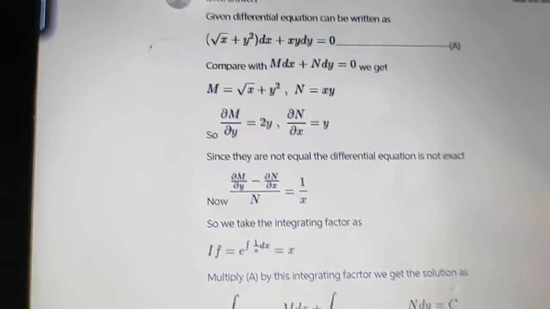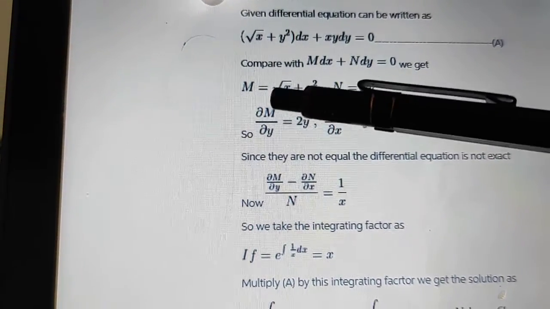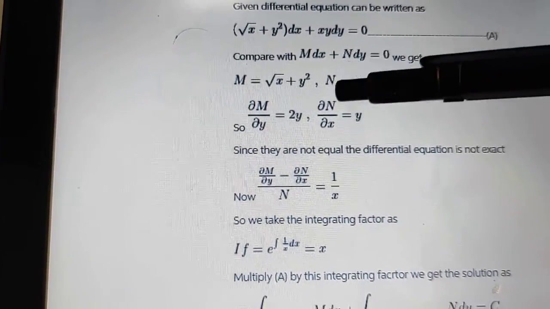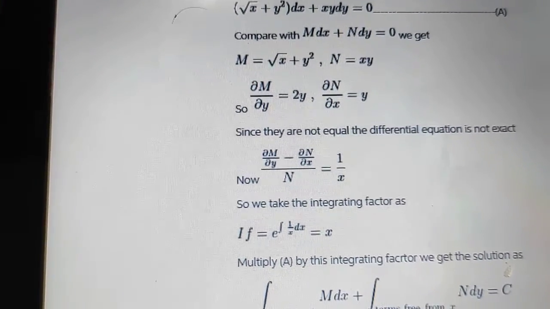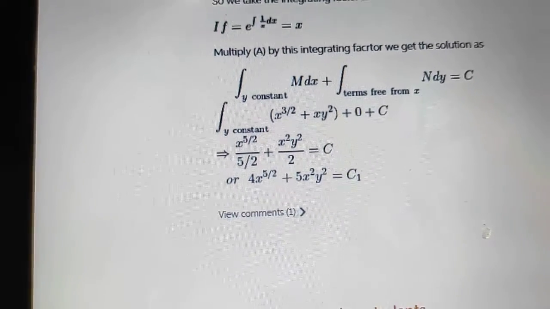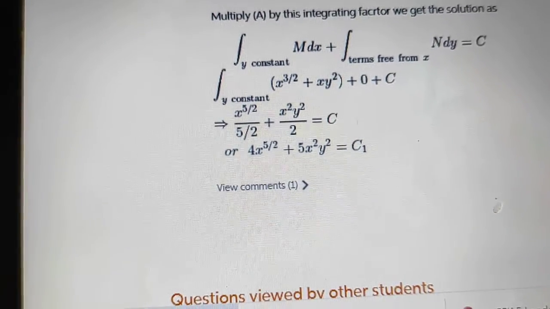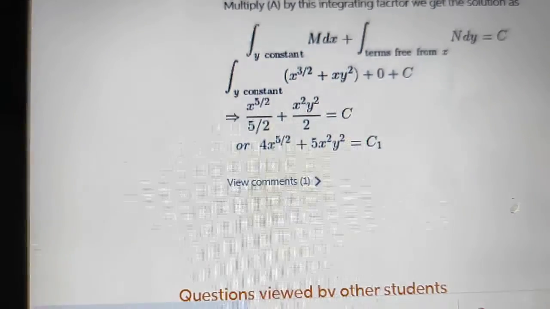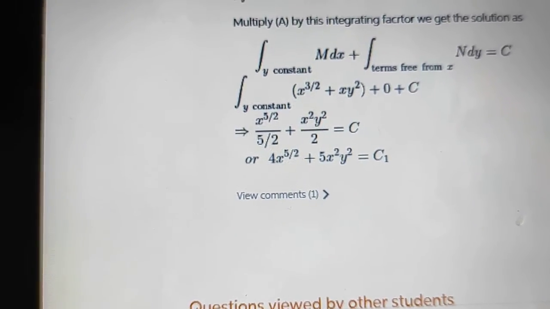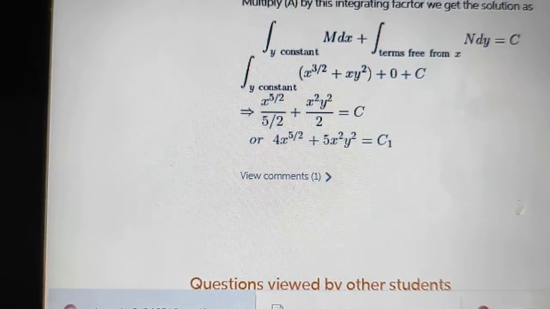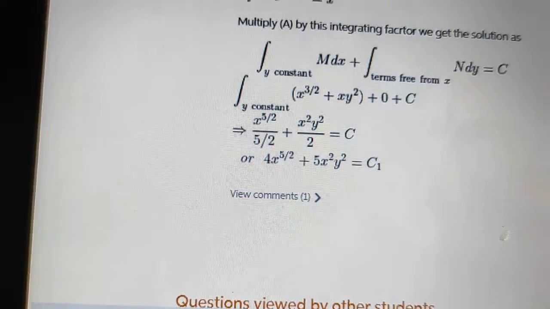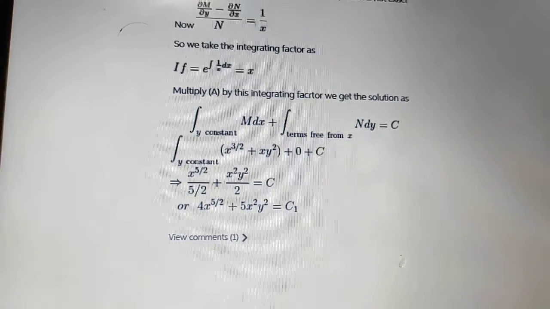Yeah, so if you look at the equation here, what they did first, they did the same: partial M over partial y, partial N over partial x, and then partial M over partial y minus partial N over partial x, over N equals 1 over x, and then over there they got the x, and then they went to find c by plugging in, and this would be it for this question.